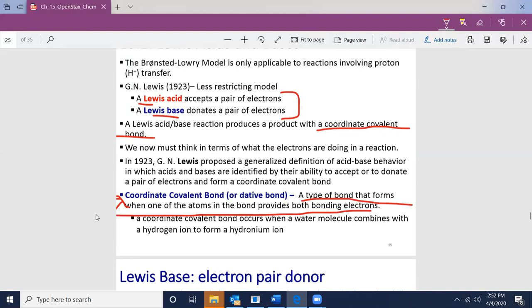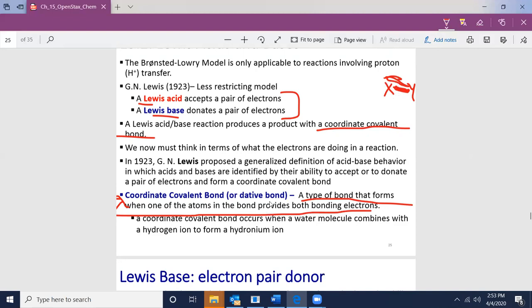What is a coordinate covalent bond, or a coordinate complex bond? It is a type of bond that forms when one of the atoms in the bond provides both bonding electrons. It means the first bond that is formed. We have always discussed that if we have an X atom here and a Y atom here, then one electron is from here and one electron is from here. The first bond is always formed like this. Then if a second bond is introduced, a lone pair can go and be there as a double bond.